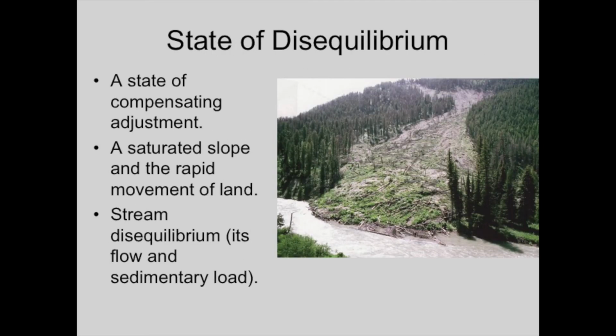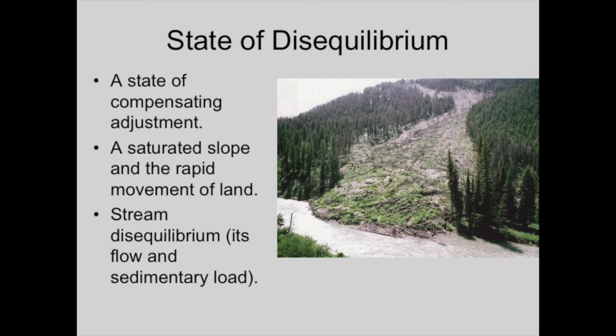Let's take a look at an image that we looked at previously when we were talking about the mass movement of material and its relationship with water, in this case when a landscape becomes saturated. The depicted slope in this case is in a state of disequilibrium. Another way of looking at it mathematically is that this almost collapsed slope is in a state of compensating adjustment.